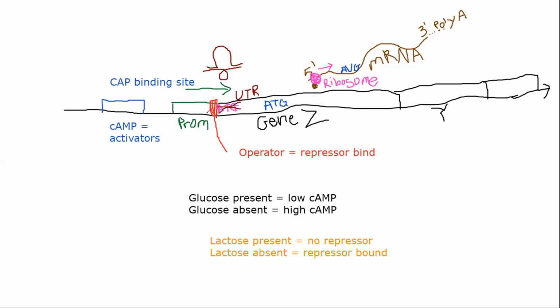Operators have to be up at the beginning to stop things before they begin. Usually, I say that and there's going to be something weird, but the way they talk about it in the book and what you see is that the repressor usually binds to something that physically blocks the promoter region from being read.